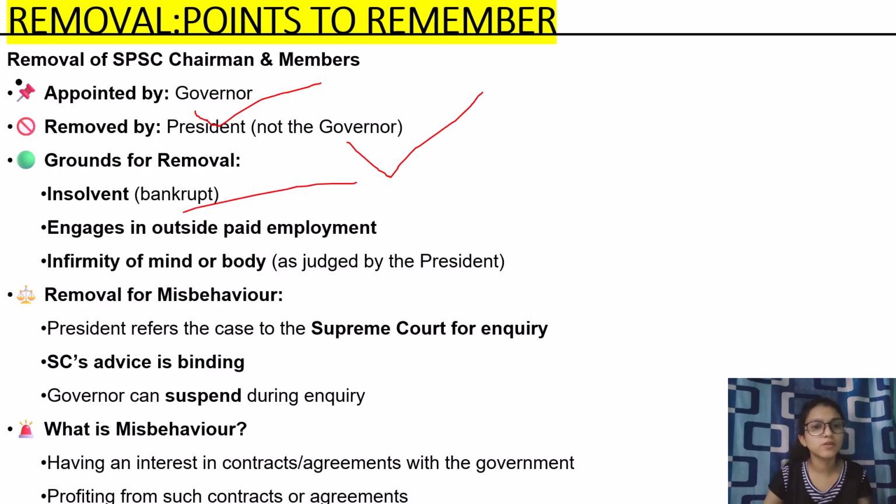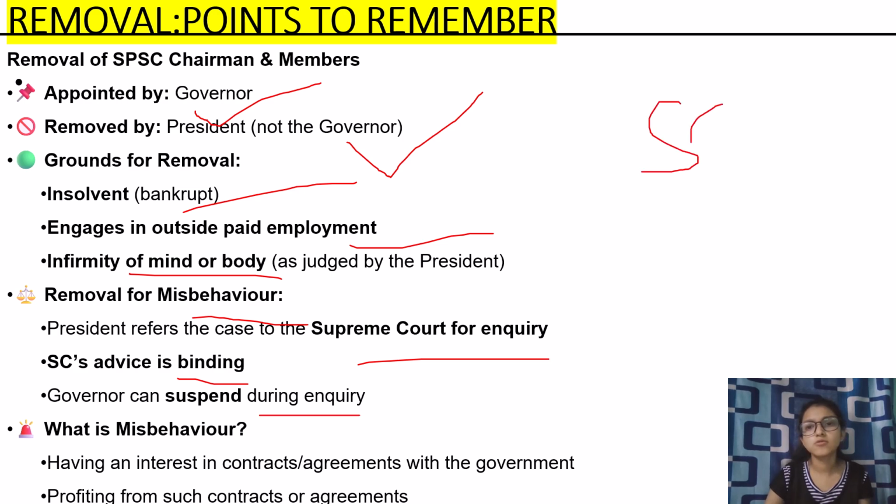Grounds for removal: insolvency, i.e. being bankrupt; engaging in outside paid employment; infirmity of mind or body as judged by the president. In case he fails to do his work and his body or mind fails to help him during work hours, only under this ground can he be removed from his post. Removal for misbehavior: the president refers the case to the Supreme Court for inquiry. The SC's advice is binding. The governor can suspend during the inquiry.